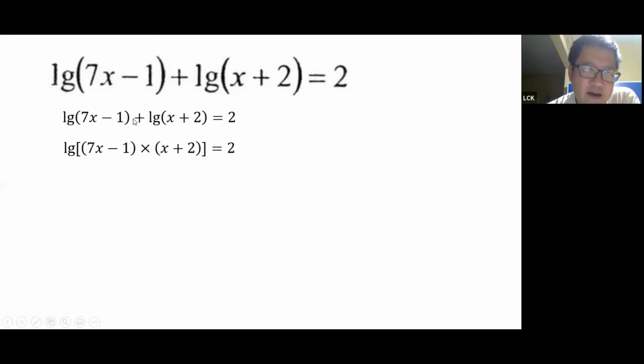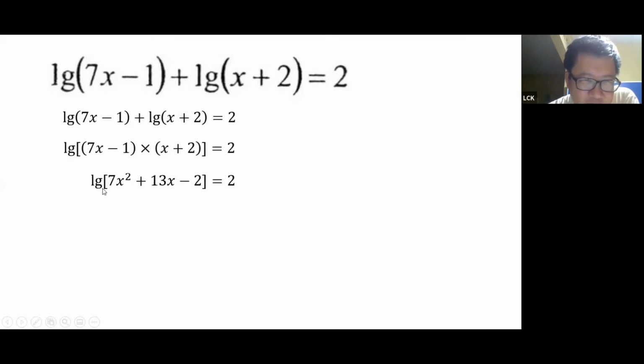When you add up these two logarithmic expressions, because it's an addition, you multiply them when you combine them. So just multiply it. 7x times x is 7x squared. 7x times 2 is 14, minus 1, so that's 13x. Minus 1 times 2 is minus 2, and that 2 comes from there. And what do you do here? This is log base 10.